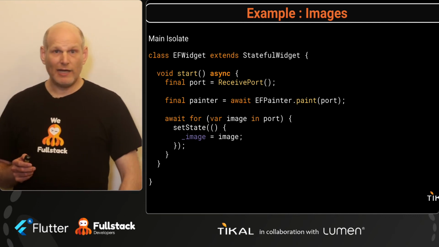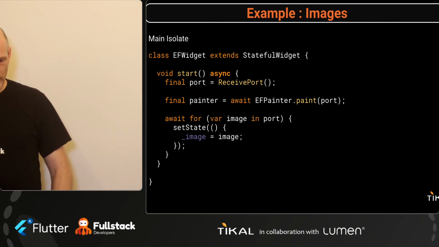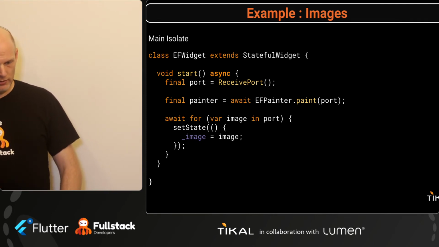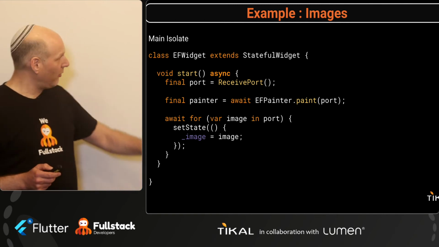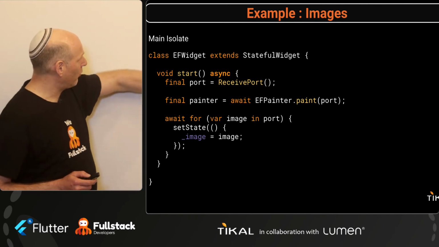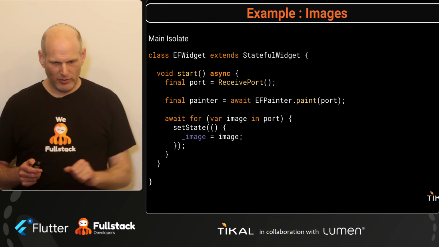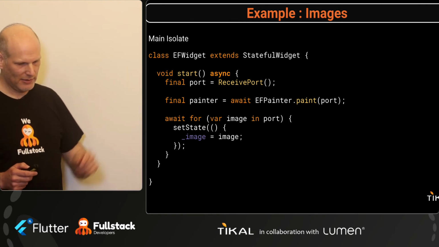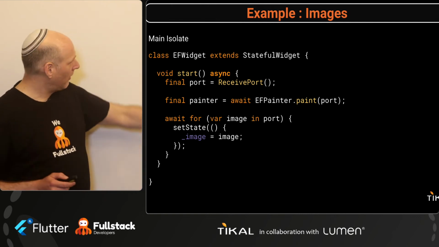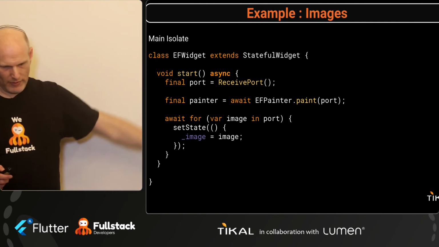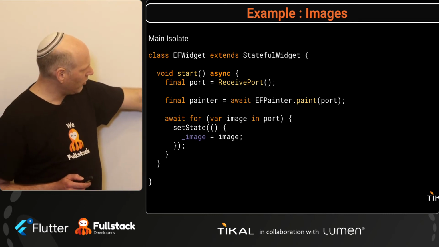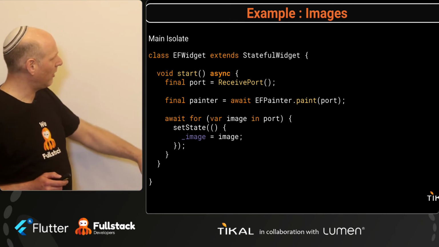So now we have isolates in our toolbox. How can I use them in my app to render images concurrently? In my app's main widget, this is not the full code, but let's say this is my main widget. It will display an image that was painted by the isolate, and it will wait for images in the receiving port, and then update the widget's UI. We all know setState updates the UI.